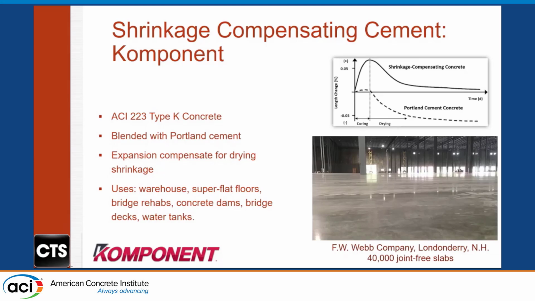We saw that plot earlier today, it's just the schematic of how shrinkage compensation works. It's used for type K cement, which is intended to be blended with Portland cement. We blend in the 15 to 20% range. There are multiple applications: warehouses, super flat floors, bridge rehabs, concrete dams, bridge decks, water tanks. Industrial floors are one of the most common applications. Data centers, all these data companies, they want these super flat floors with no joints.